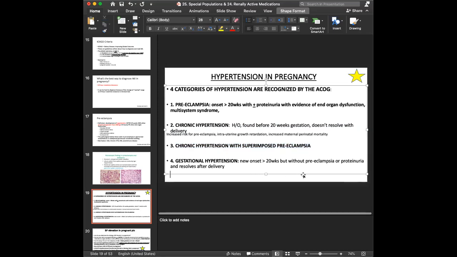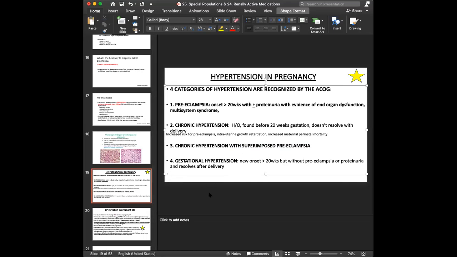Gestational hypertension is new onset, but they don't have the preeclampsia proteinuria. So let's say they get high blood pressure after 20 weeks, but the protein in their urine is not greater than 300, and it goes away after delivery. Then it's gestational hypertension, which puts them at risk for hypertension later. So just make sure you know the difference between these, so you don't get confused.